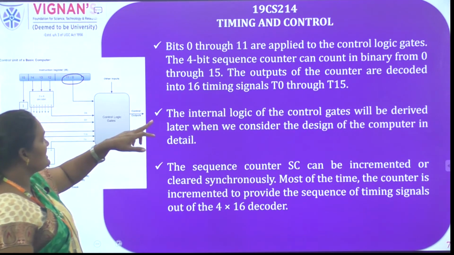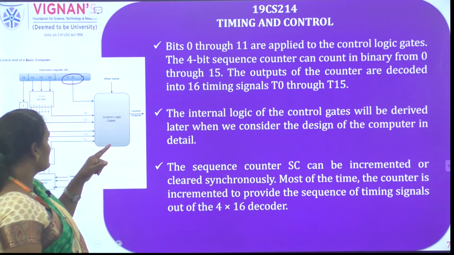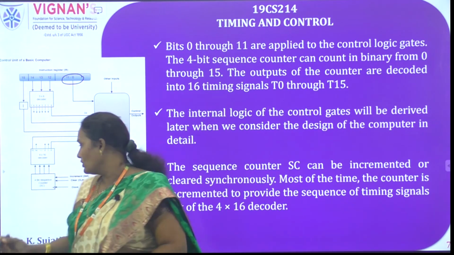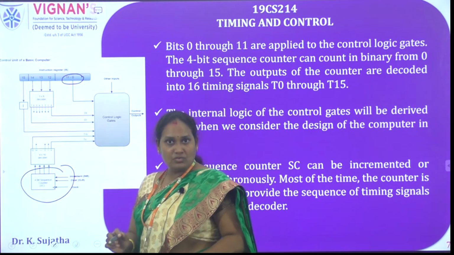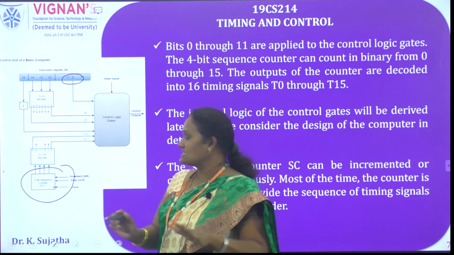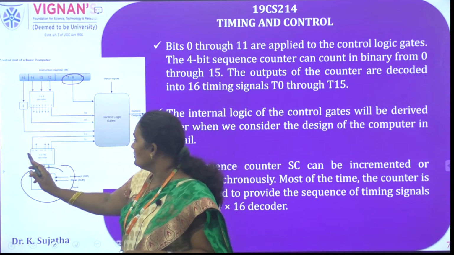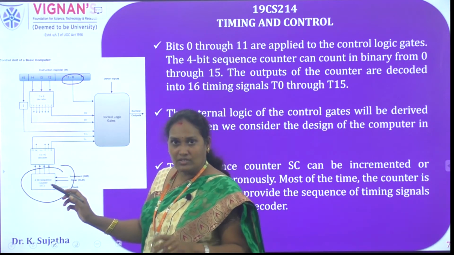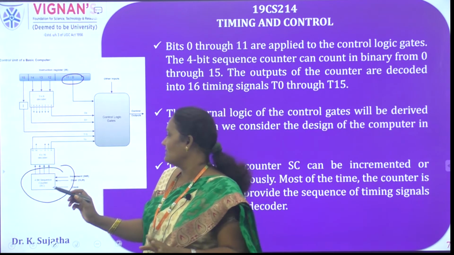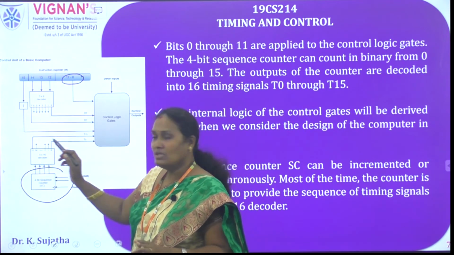Next, the 4-bit sequence counter can count in binary from 0 to 15. So here you have the 4-bit sequence counter. This can count 16 values, and those 16 values are represented from 0 to 15.